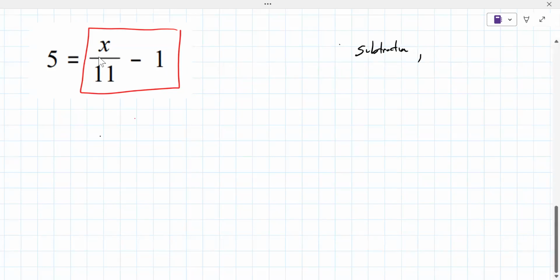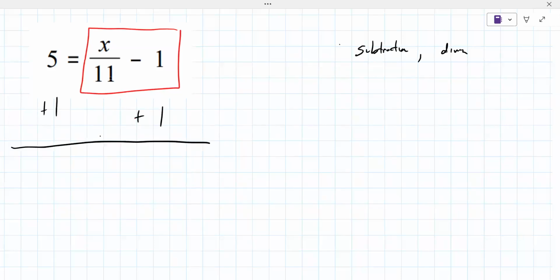What does this horizontal line mean? Yep, and you have to subtract 1 to 5. Sourish, you got to answer my questions. What's the other math operation here? Division. So you're right. You undo subtraction with addition. Okay. How do you undo division? It's a multiplication. Okay. So you're going to multiply both sides by 11.